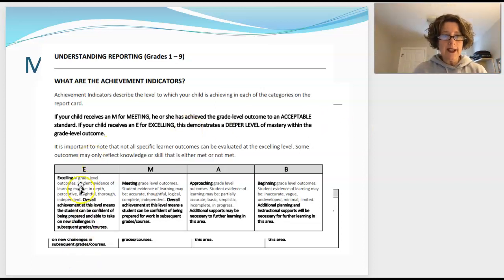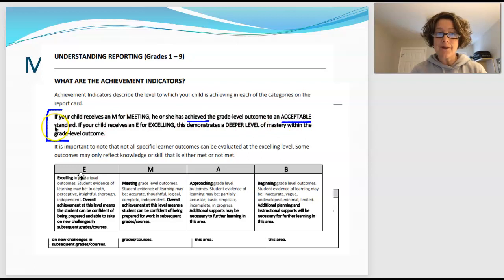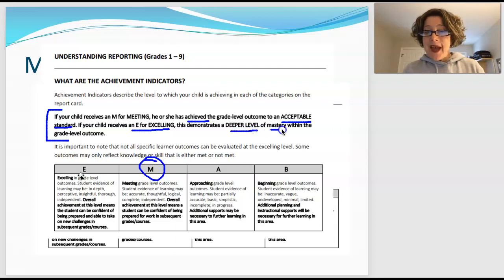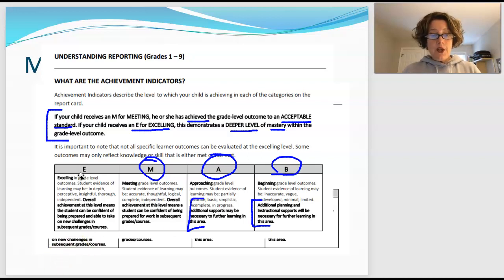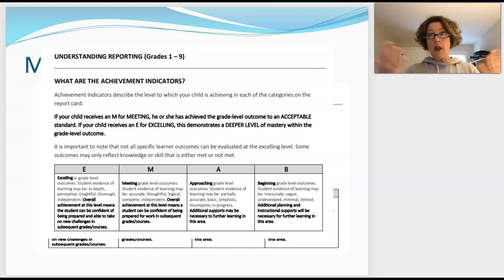So we have here, and I think this is interesting, if your child receives an M for meeting, he or she has achieved the grade level outcome to an acceptable standard. So if you give a lot of M's, they're actually achieving the standard of the grade. Okay, if your child receives an E for excelling, this demonstrates a deeper level of mastery. Okay, and then you have approaching, where supports may be necessary to further learning, and beginning, where additional planning and instructional supports will be necessary for further learning. Okay, so those will be the way that you actually ultimately report the child's learning officially to the school and ultimately to your district.